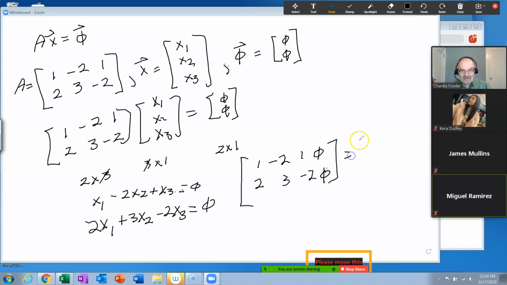So how do we do that? Minus 2 times row 1 plus row 2. So we're leaving row 1 alone. 1, minus 2, 1, 0. Negative 2 times 1 is negative 2 plus 2. That, sure enough, gives us a 0. Negative 2 times negative 2 is 4, plus 3 is 7.